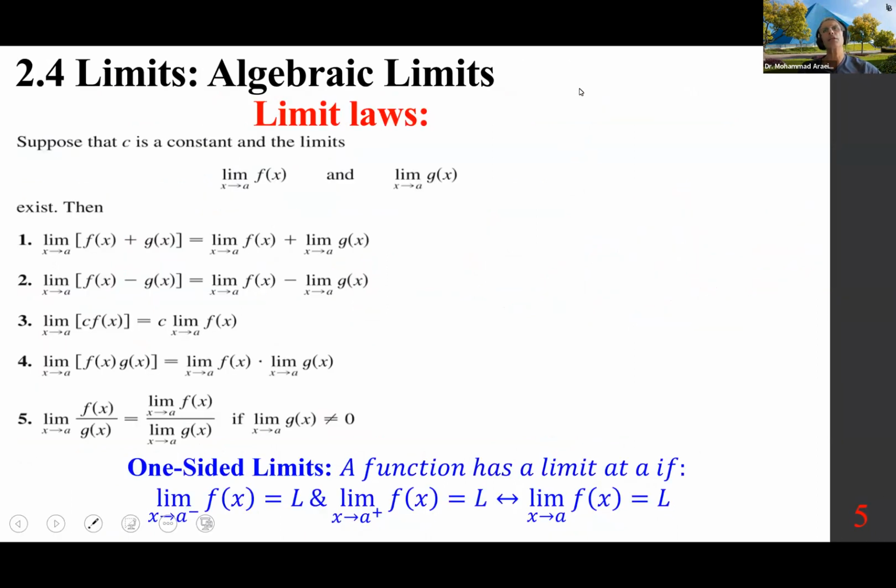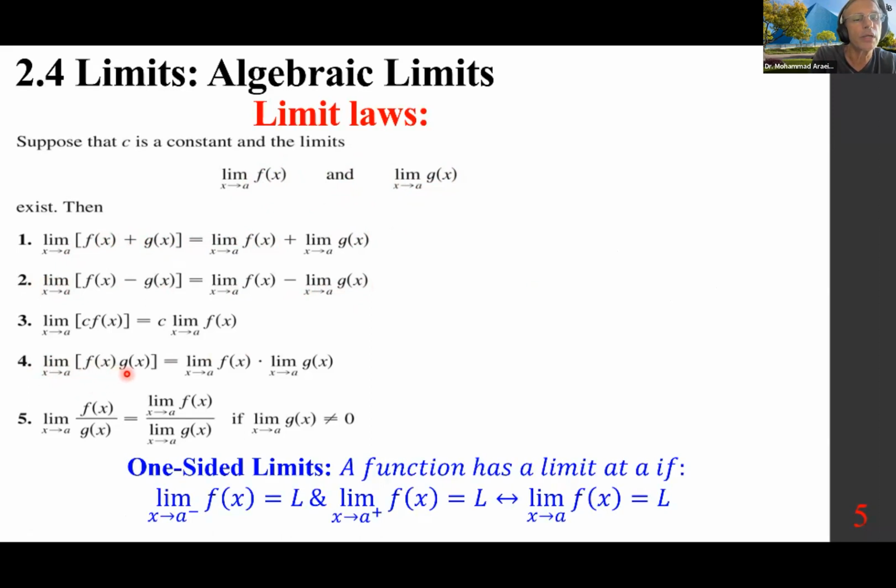Now, let's go to the idea of limit laws and remind everybody of what we have learned. If the limit of f of x as x approaches a and the limit of g of x as x approaches a both exist, then limit law says you can use, for example, the main four operations. The limit of the sum is the sum of the limits. We have discussed this before. The limit of the difference is the difference of the limits.